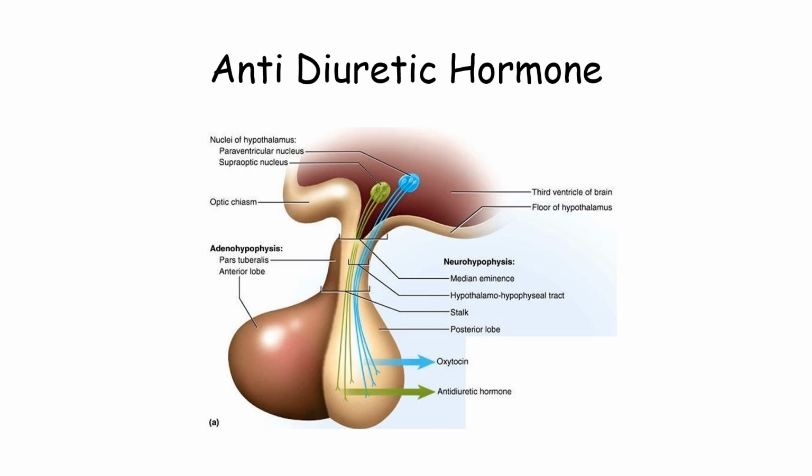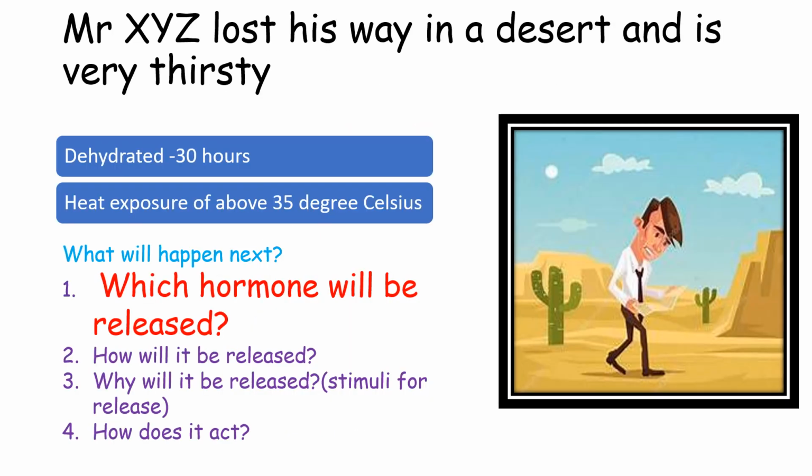Antidiuretic hormone. Let us have a look at this slide, in which we can see a person who has lost his way in the desert and is feeling very thirsty because he has been dehydrated for over 30 hours and heat exposure is more than 35 degrees. So I want to know what will happen next.